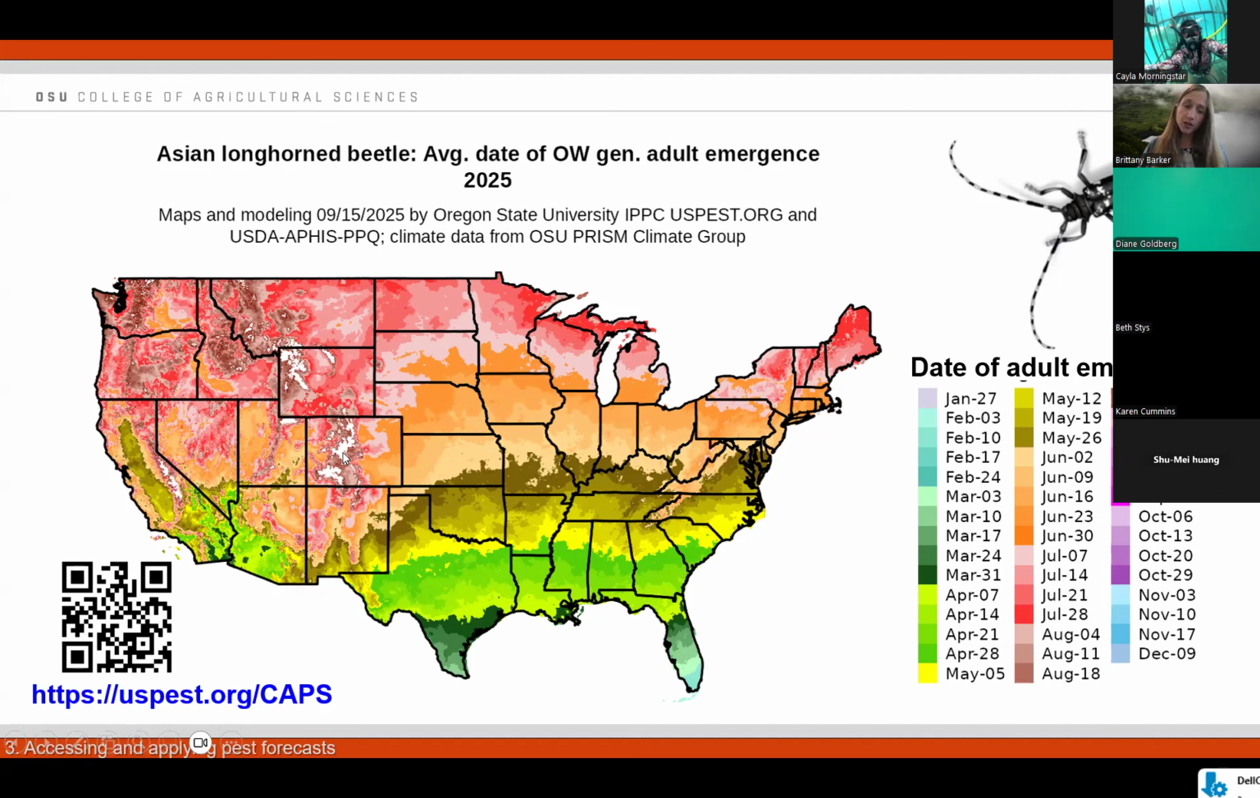Those could potentially be areas where the tree host would be protected from Asian longhorn beetle. It may have difficulty establishing in those areas. And if we're focusing on the southeast region of the United States, it looks like adult emergence occurs in March, April, May, or potentially as late as June in the Appalachian Mountain region of the southeast.